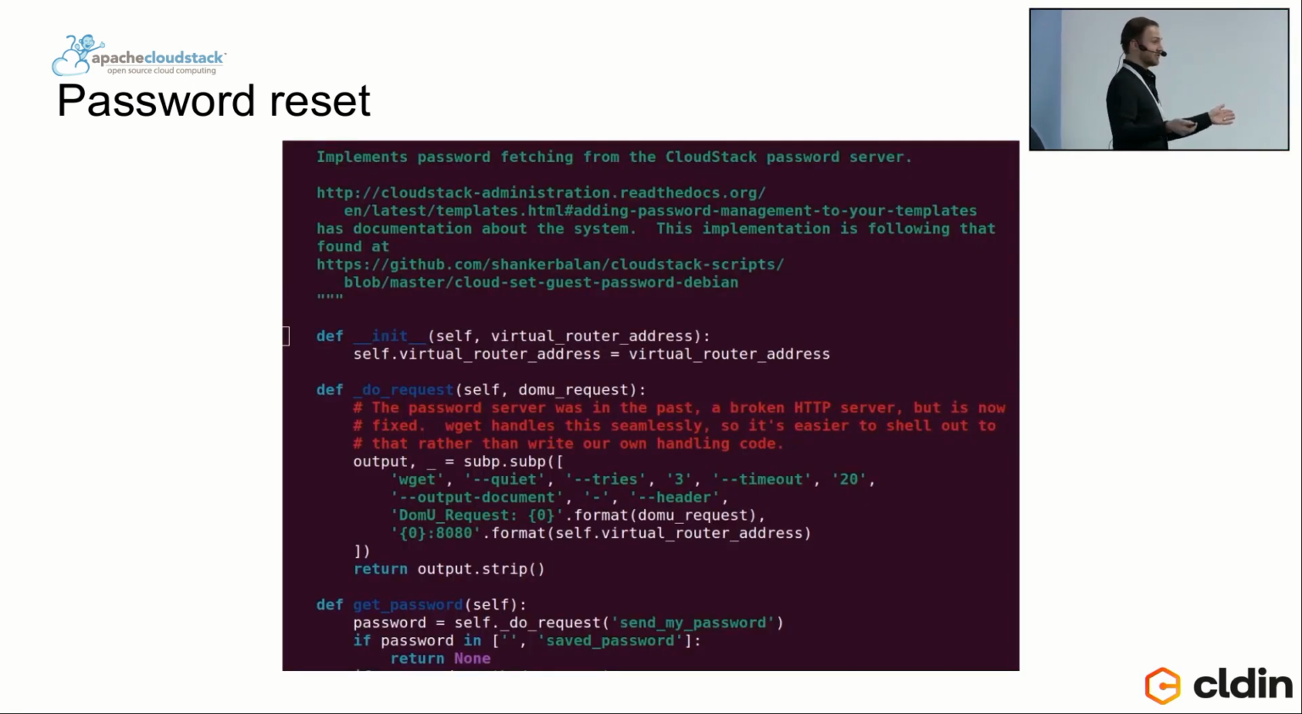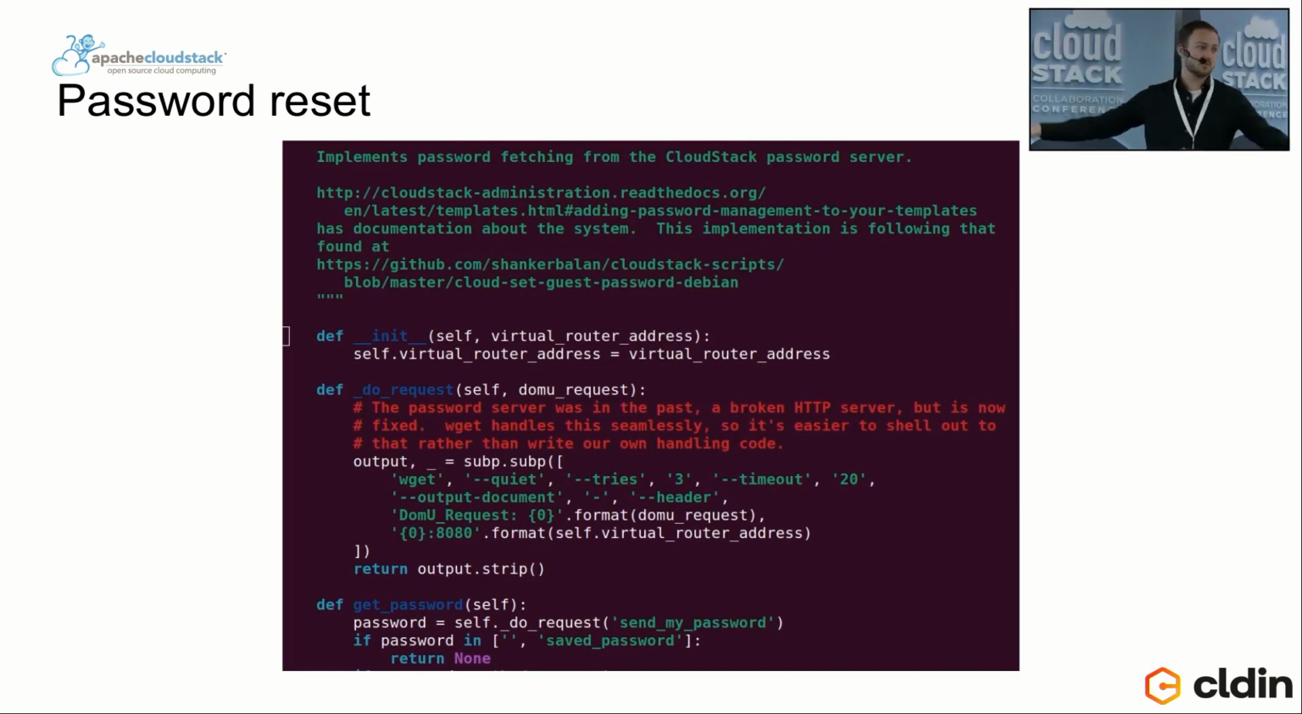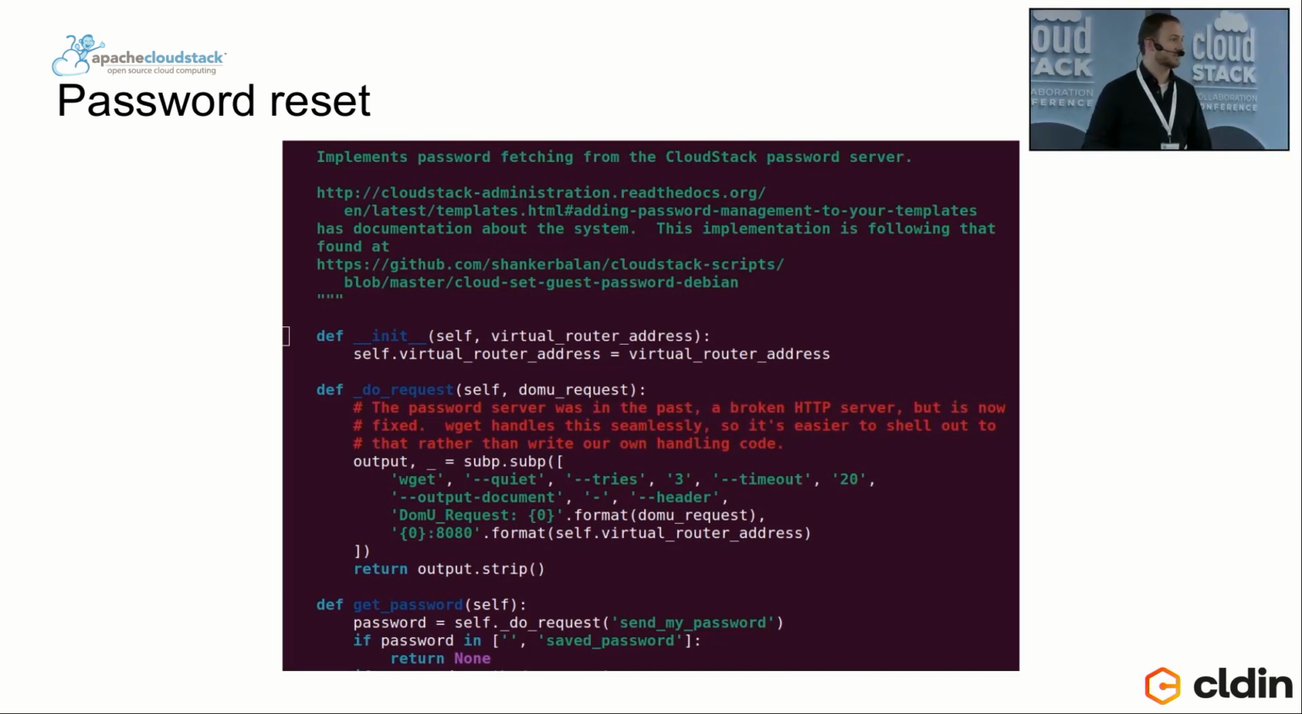But there's Python code again, which of course tells us how this works. This is a part again of the CloudStack data source, and very simple via wget. It downloads from the virtual router address on port 8080. That's where the password server is running. And it does a request for "send my password", and that's what it asks the VR. Can you please send me the password? And yeah, they're using wget. It could have been the internal Python request library, but this is how it is right now.